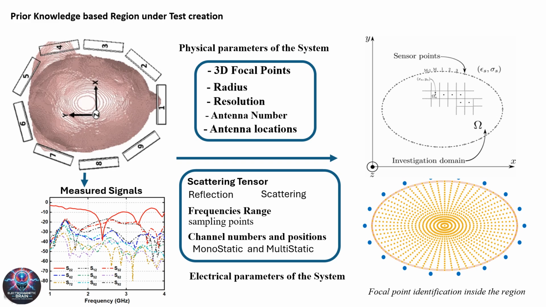The diagram at the bottom right shows the focal points within the region of interest, which are essential for the confocal microwave imaging technique. These focal points represent specific locations where the electromagnetic signals from different sensors converge, allowing for a detailed analysis of the tissues at those points.